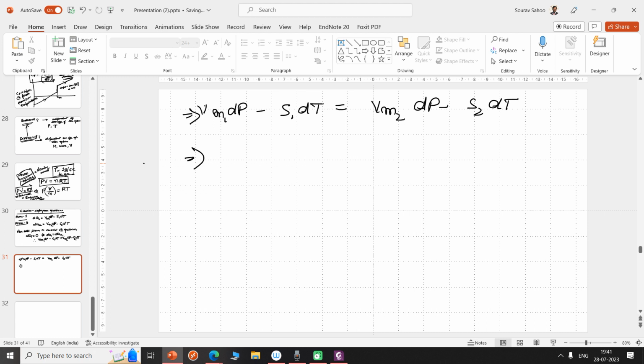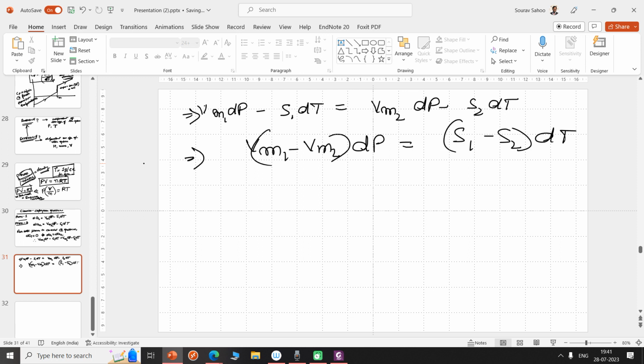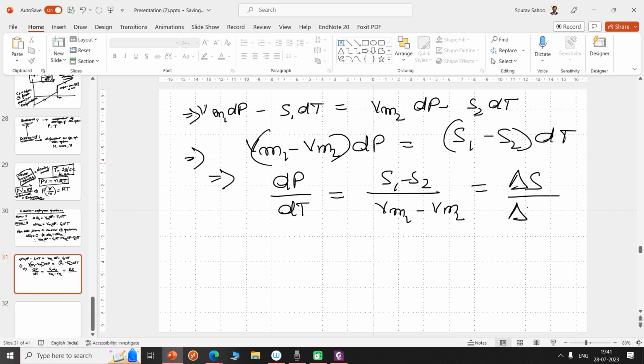Right, so (Vm1 minus Vm2) dP is equal to (S1 minus S2) dT, which gives us dP by dT is equal to (S1 minus S2) by (Vm1 minus Vm2), which is equal to delta S by delta Vm.